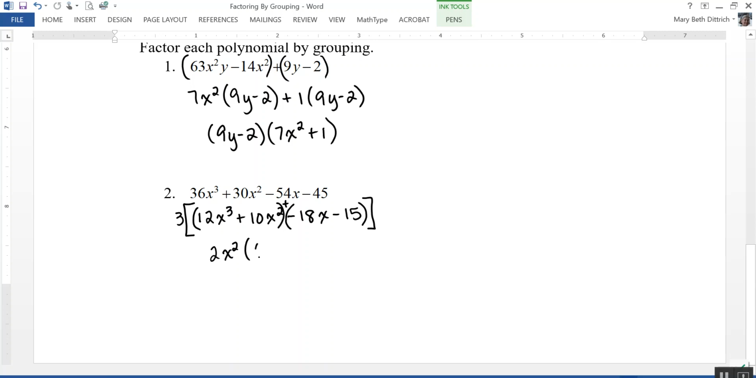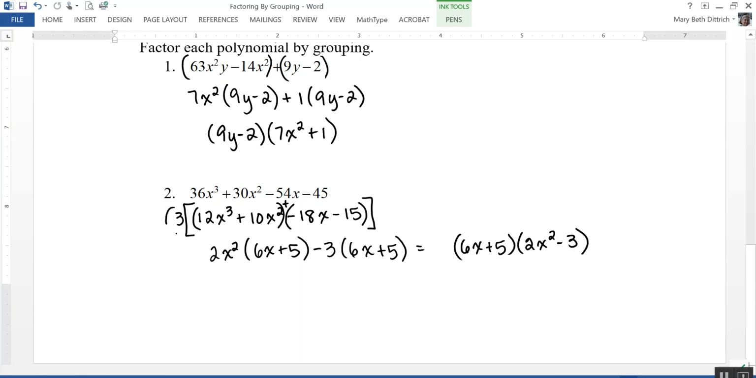Now out of this first set of parentheses, I can factor out a 2x squared, and that's going to leave me with a 6x plus 5. Out of my second set of parentheses, I see I can factor out a 3, but since this starts with a negative, let's go ahead and factor out a negative 3. And that's going to leave me with 6x plus 5. And out of each of those, I can factor out a 6x plus 5. And then that leaves me with a 2x squared minus 3.